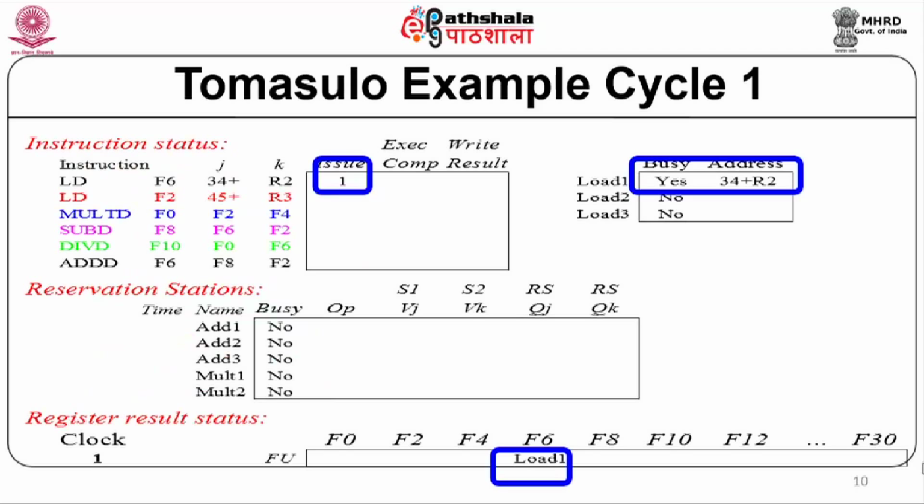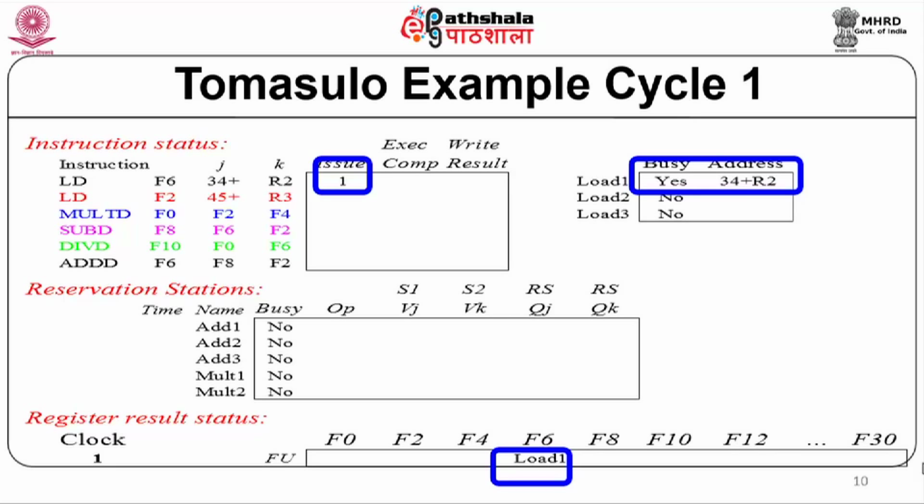So, when you look at the first clock cycle, you see that the first load instruction has been issued. You decode the instruction, identify that it is a load, and you allocate the load buffer entry Load 1 there. And for the effective address calculation, you need the displacement and register R2.